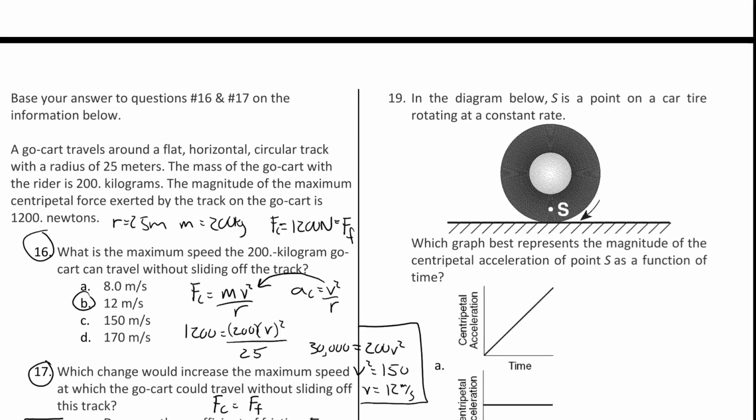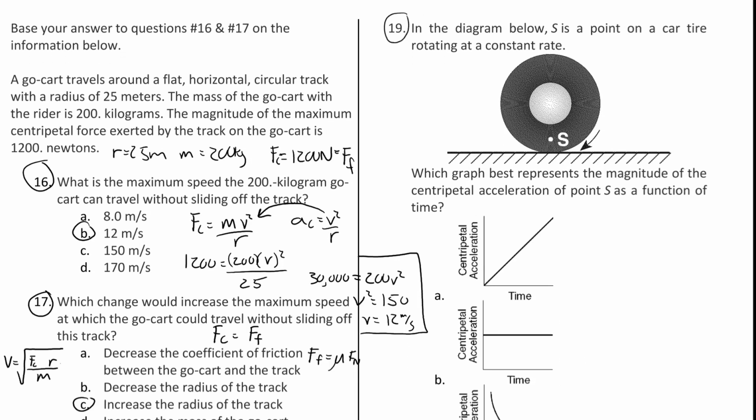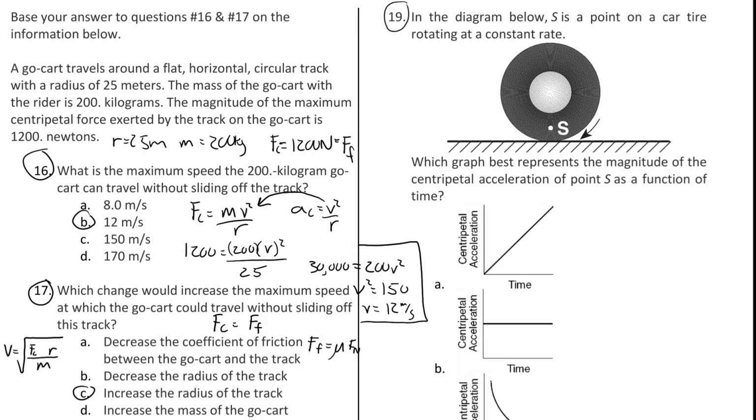Okay, number 19, kind of a similar question. In the diagram below, S is a point on a car tire rotating at a constant rate. It's going around like this. Which graph best represents the magnitude of the centripetal acceleration of the point S as a function of time? Now it's going around the tire at a constant rate, so the velocity isn't changing and the radius of the tire isn't changing. So the acceleration isn't changing. The radius of the tire doesn't change, so the acceleration remains constant.